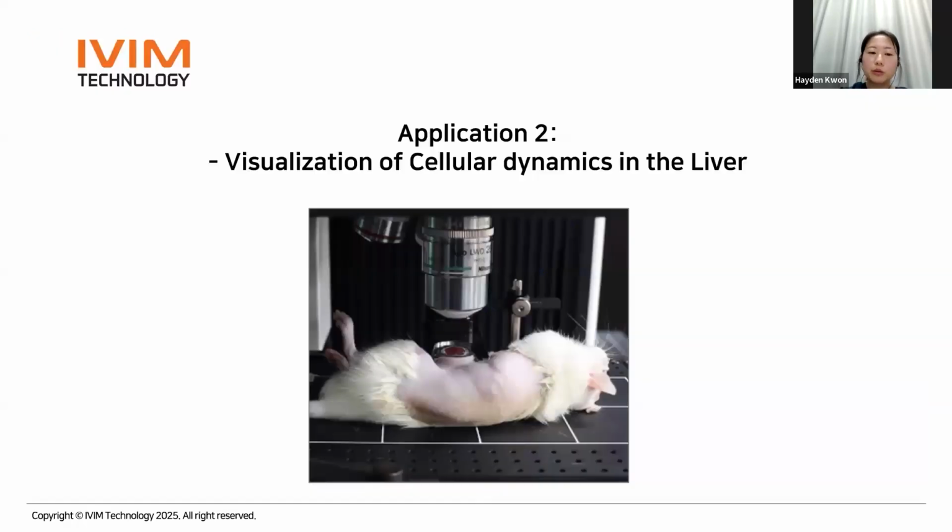So next, we can move on to the second application. Moving beyond simple short-term imaging, we introduce a method for long-term imaging using a window chamber. So in this study, we implanted an abdominal imaging window into the abdominal wall and skin, which allowed us to directly observe the liver over an extended period of time.